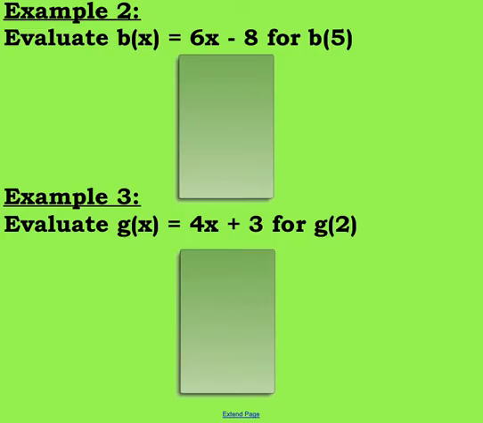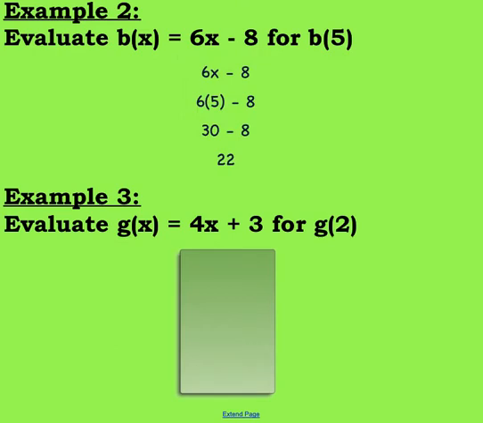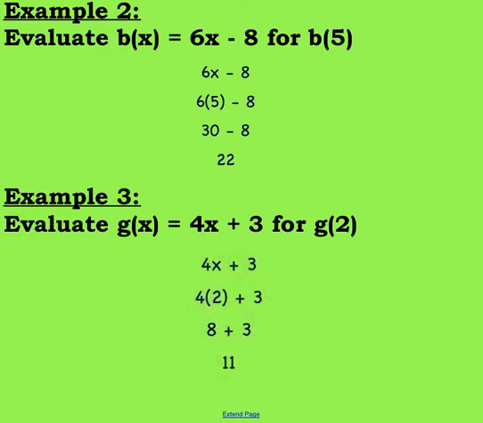Two more examples. Example 2, we are going to substitute a 5 into the b function. So when we do that, we get 6 times 5 minus 8, which gives us 22. Example 3 is the g function, and they want us to substitute a 2 in for x. When we do that, we end up with 4 times 2 plus 3, which gives us 11.